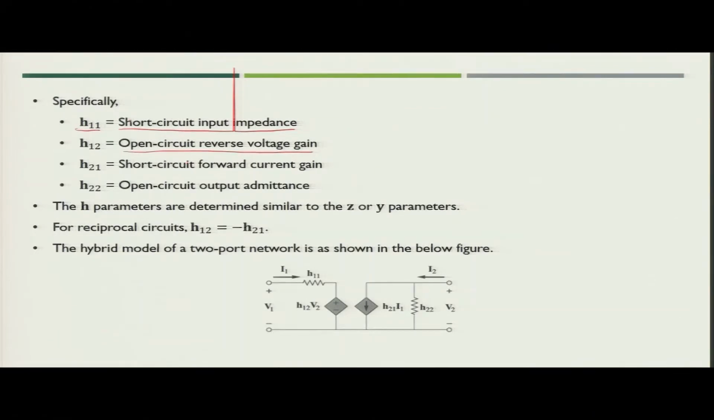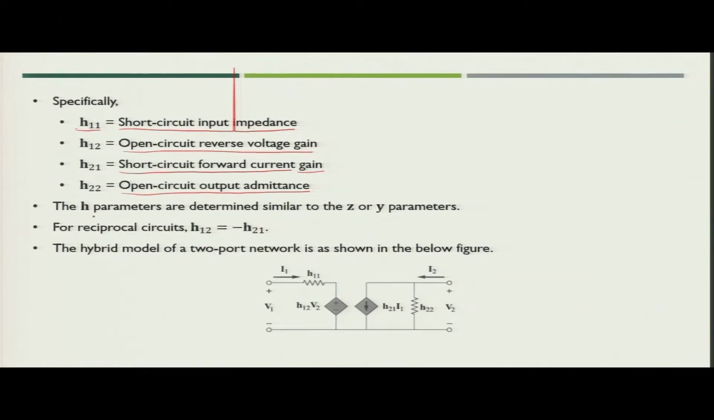So this is short circuit input impedance. H12 is open circuit reverse voltage gain because it is a relationship between V1 and V2. Then H21 is short circuit forward current gain, and then H22 is again open circuit output admittance.